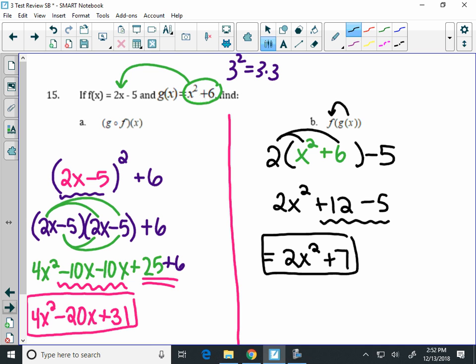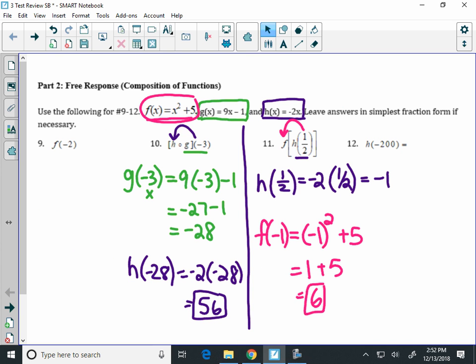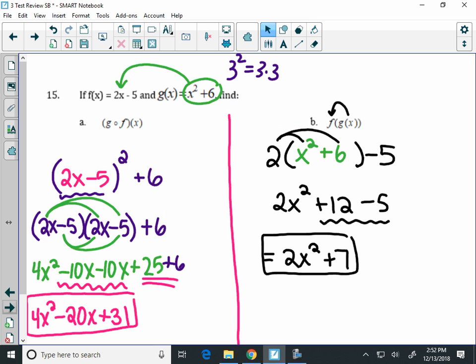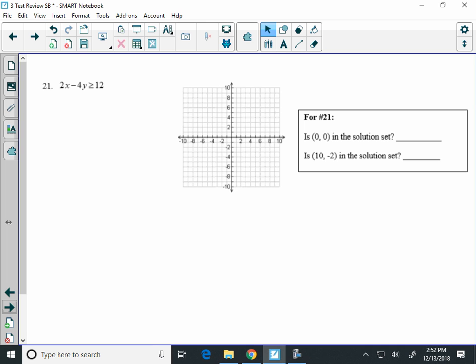Good. So we've done a couple of compositions now. Composition of functions with number inputs and number outputs, and then composition of functions where our output was a new equation. Let's switch to 21. 21 is just a review question. Remember we did some review of graphing, but inequalities are sometimes challenging to remember how to graph, so I wanted to go through this one with you.